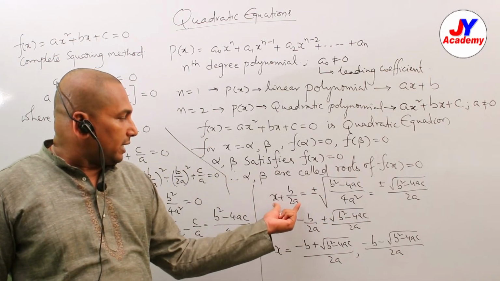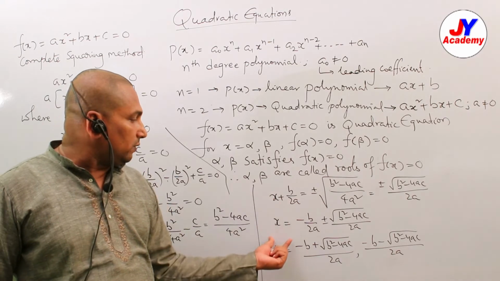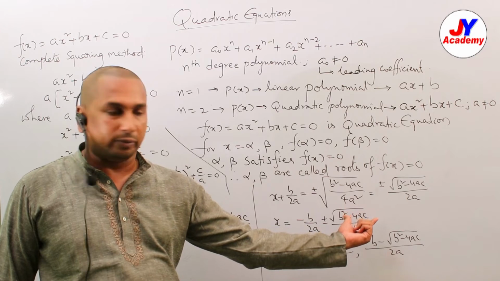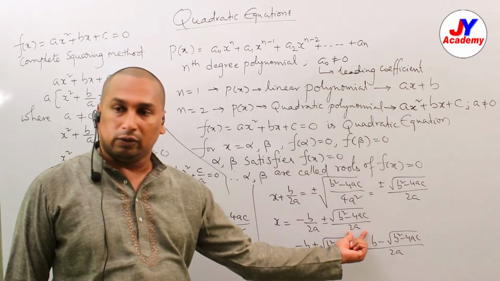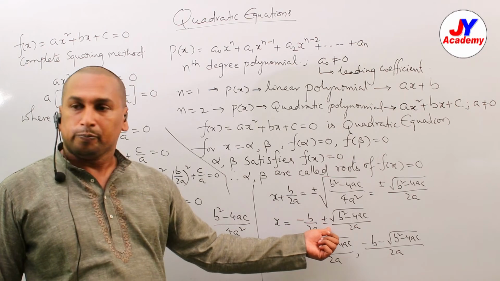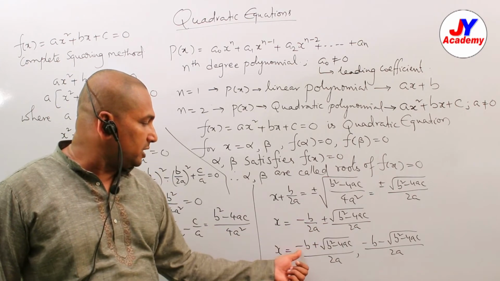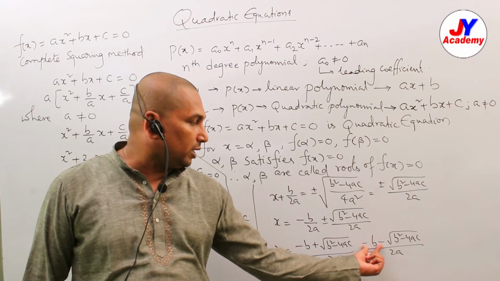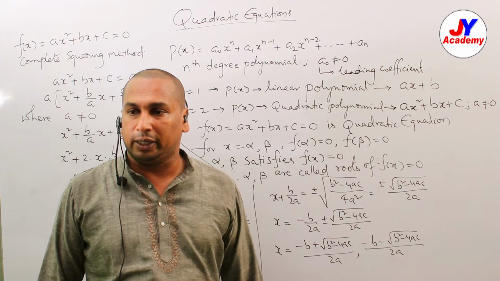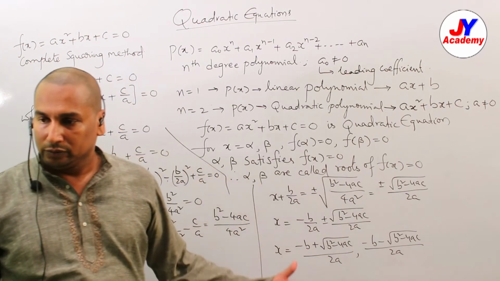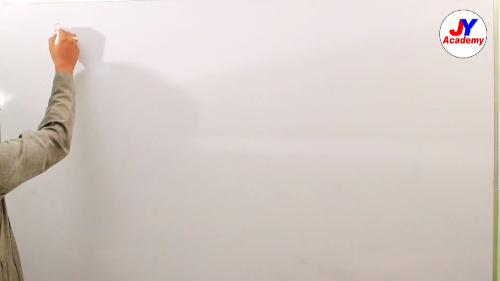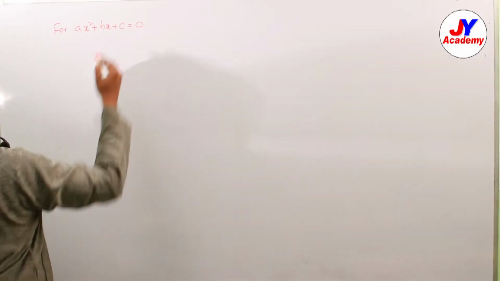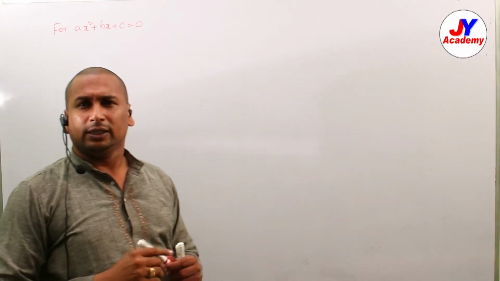Now x plus b by 2a equal to this, so that x is equal to minus b by 2a plus or minus root over b square minus 4ac by 2a. So both denominators are equal, so the one with plus and the one with minus we have to write, that is minus b plus root over b square minus 4ac by 2a, and the other one is minus b minus root over b square minus 4ac by 2a.